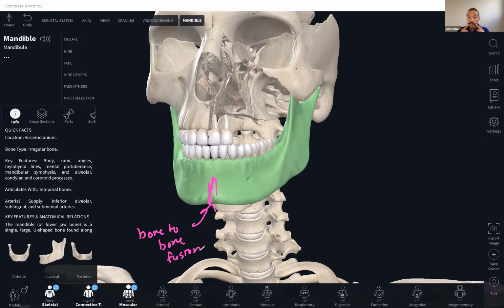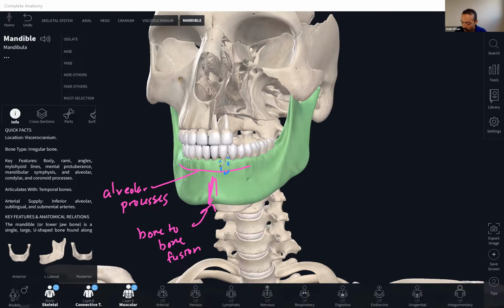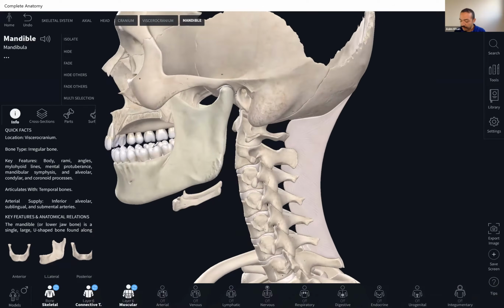The mandible is your lower jaw. Like the maxilla, it houses your teeth. So these ridges down here, these are also alveolar processes. And then the socket where they fit in, that's also an alveolus, or plural alveoli, all the different sockets. If we look from a lateral view, we can appreciate more features here.